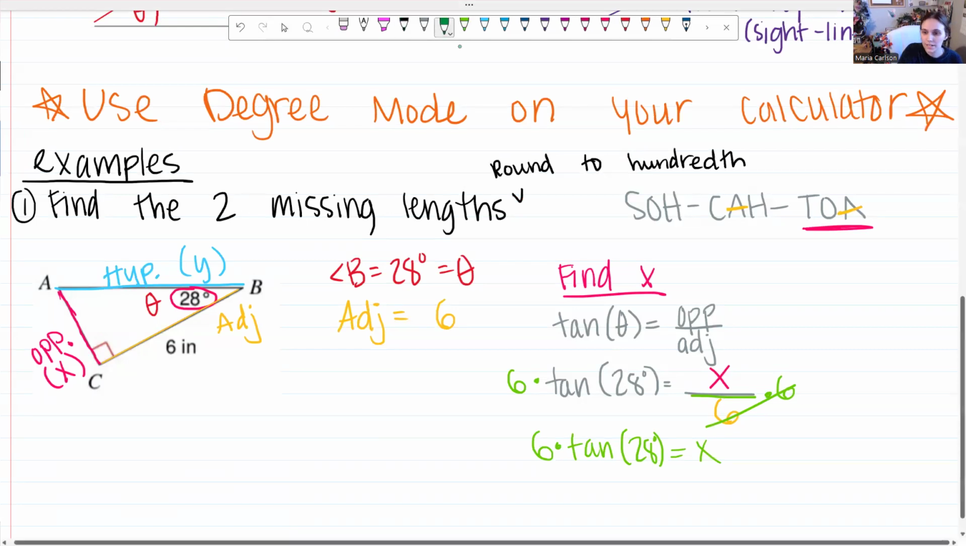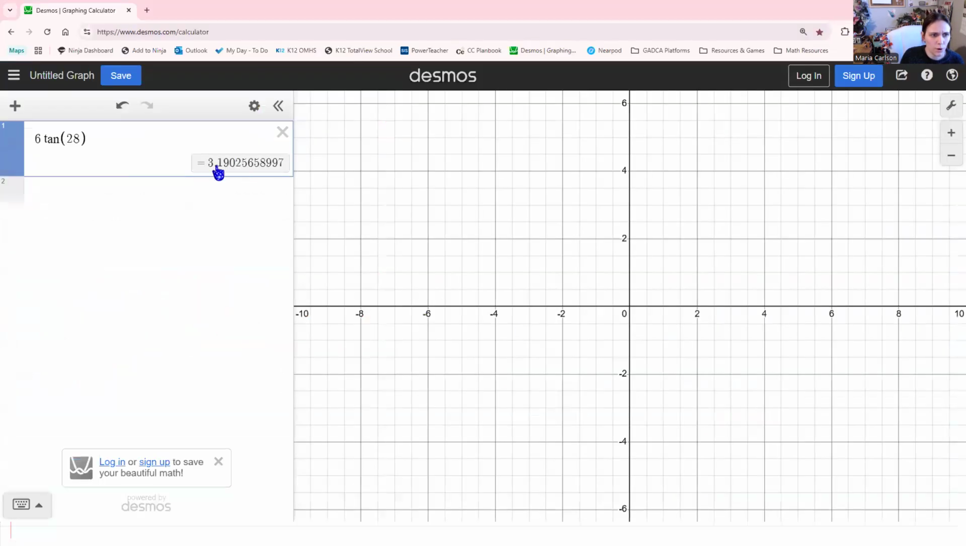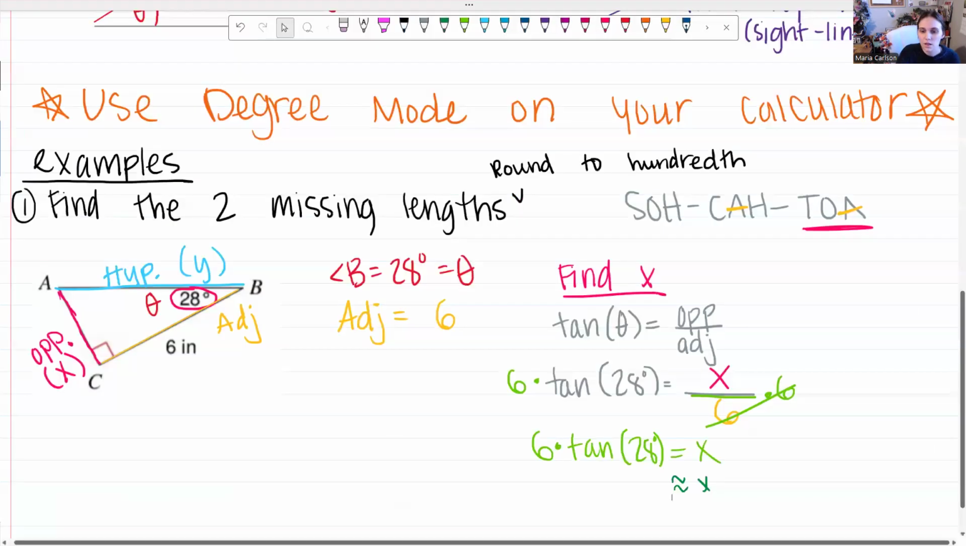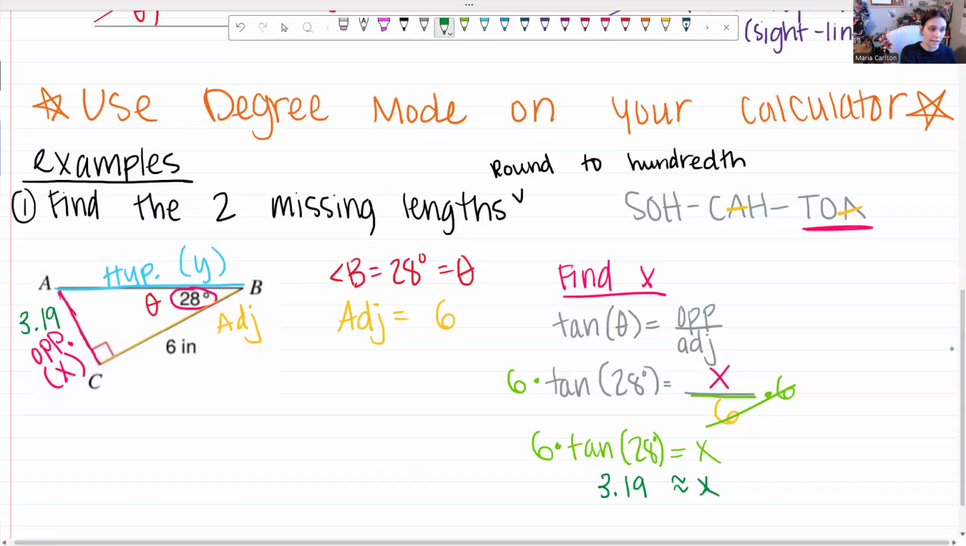And the answer we got here, x is approximately, let's go back to Desmos for just a second to see what our rounding would be. 3.19 rounded to the nearest hundredth. I wouldn't need anything after that. So I'm just going to write x is approximately 3.19. So let's see, I'm going to write that in the diagram here. This is about 3.19.